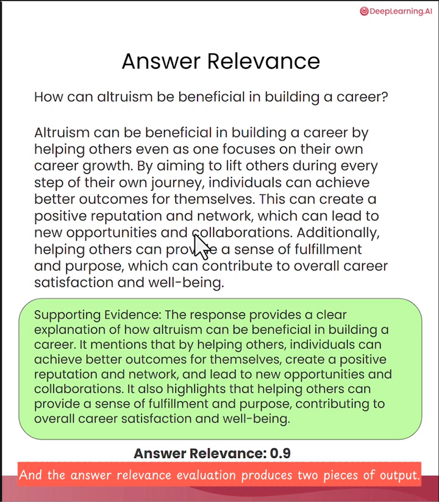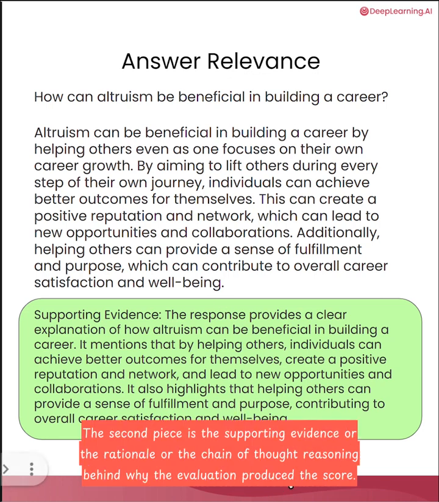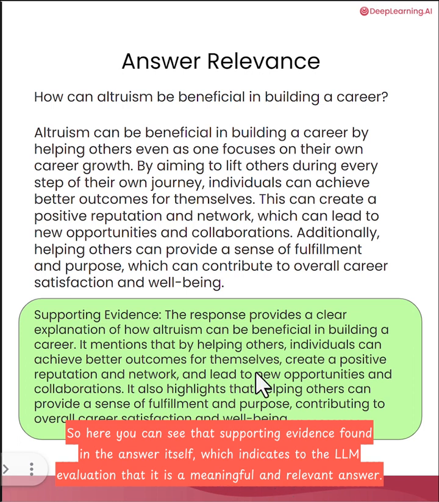And the answer relevance evaluation produces two pieces of output. One is a score. On a scale of 0 to 1, the answer was assessed to be highly relevant, so it got a score of 0.9. The second piece is the supporting evidence, or the rationale, or the chain of thought reasoning behind why the evaluation produced this score. So here you can see that supporting evidence found in the answer itself, which indicates to the LLM evaluation that it is a meaningful and relevant answer.